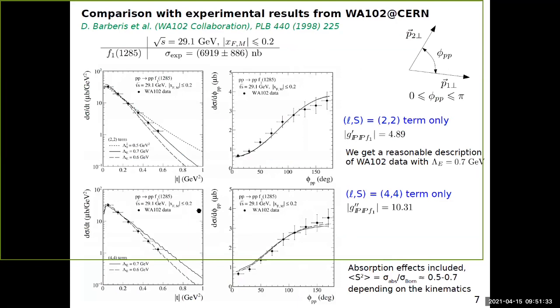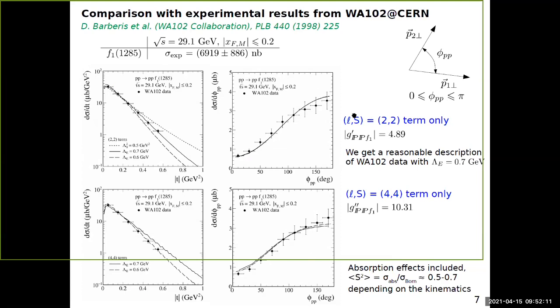So let's go to the results. We have compared our calculations with experimental results from the WA102 experiment. This is the experiment that studied pp collisions at center of mass energy 29.1 GeV. They could measure the complete final state. So they gave us the cross-section and also the distribution in t for momentum transfer from one of the proton vertices, and in phi pp, the azimuthal angle between the transverse momenta of the outgoing protons.